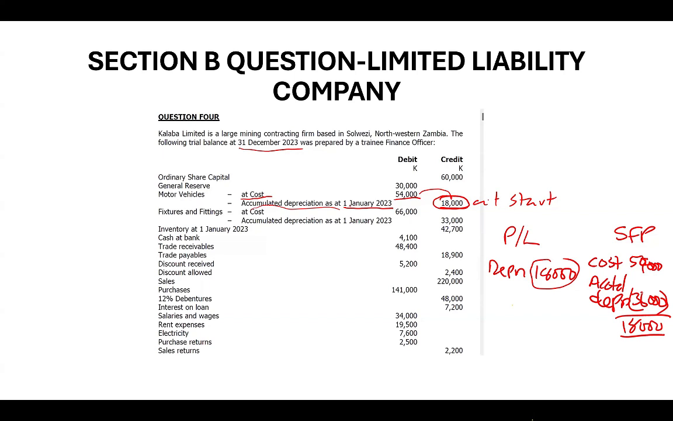So people, that's how we make the adjustment for depreciation. The charge for the year goes to the profit or loss as an expense. Then the same charge for the year must be added to the accumulated in the trial balance for you to get the total accumulated to be subtracted from the cost of the asset. Okay?